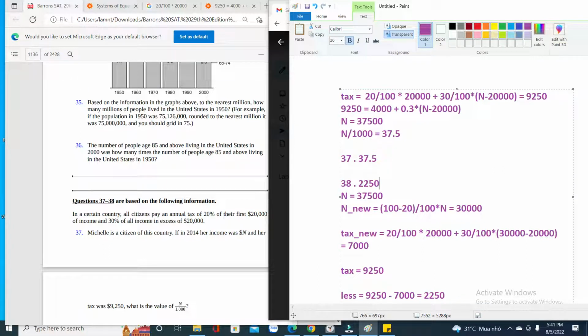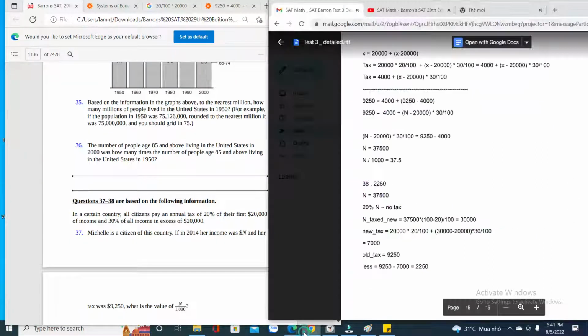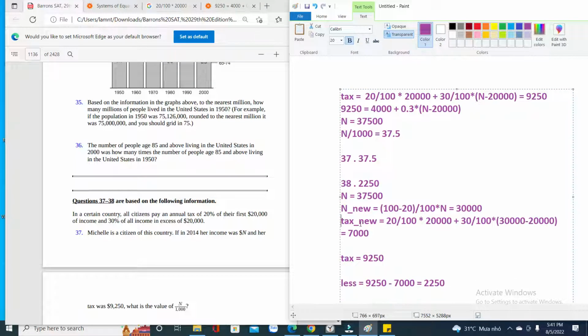So that's correct. So I think that's all. For 37 we got 37.5, and 38 is 2,250, which is correct. So I think that's the end of the test.